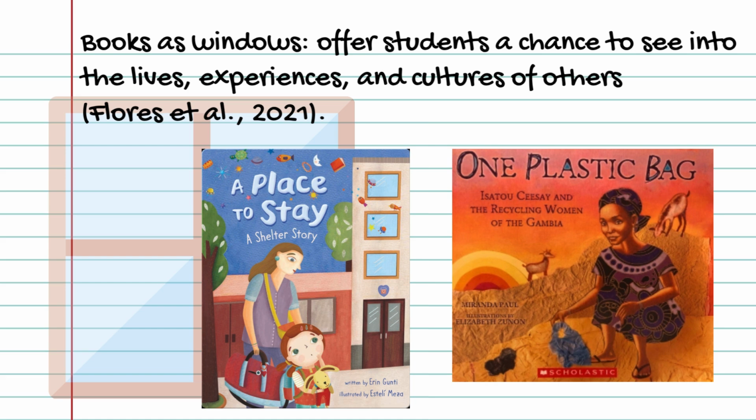So, some examples of books that are windows are A Place to Stay: A Shelter Story by Erin Gunty, which shares the experience of homelessness. Another example would be One Plastic Bag: Isatou Ceesay and the Recycling Women of Gambia by Miranda Paul. It's an inspirational true story about transforming a community and making a difference in our world.